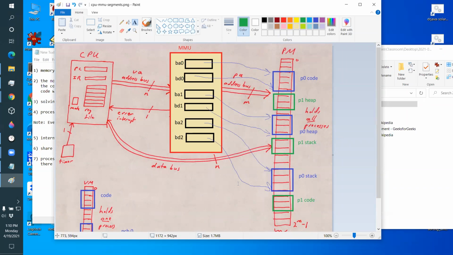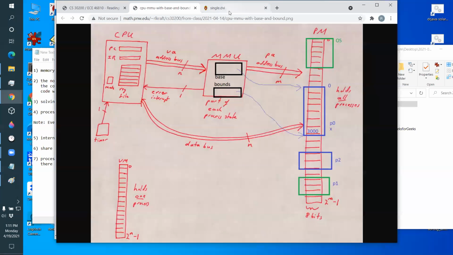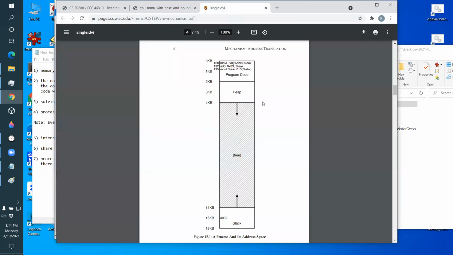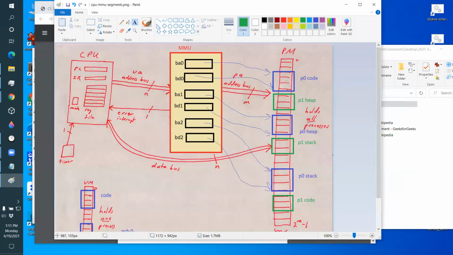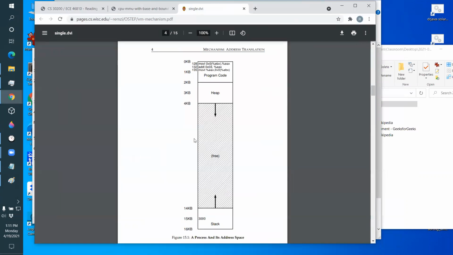Okay. Now, what does this do for us? It helps solve this internal fragmentation problem. What you're going to do now is give each process a medium-sized heap and a medium-sized stack. Instead of giving it all this space, you might give it a heap that's about that big and a stack that's about that big, and not have to have so much space in between them.